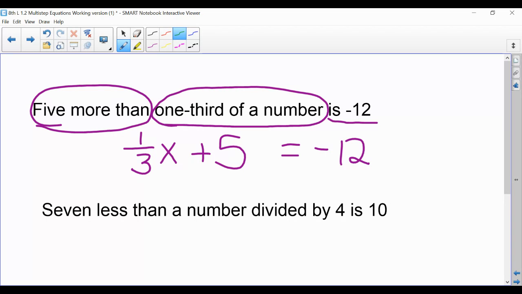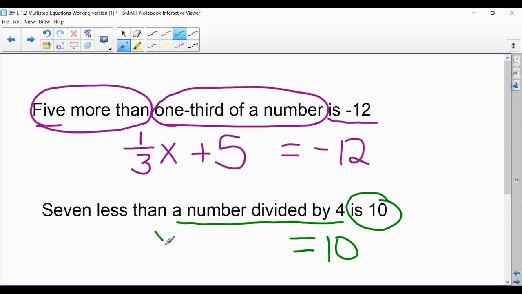And the last one here. 7 less than a number divided by 4 is 10. Here's my is 10. 7 less than a number divided by 4. A number divided by 4, and then 7 less than it shows me that I'm going to do x over 4 minus 7 equals 10.